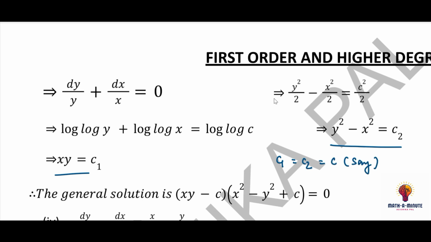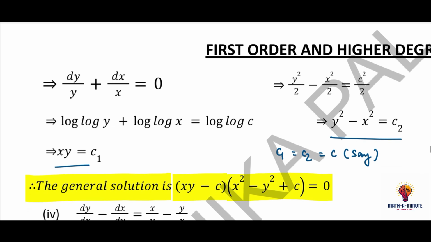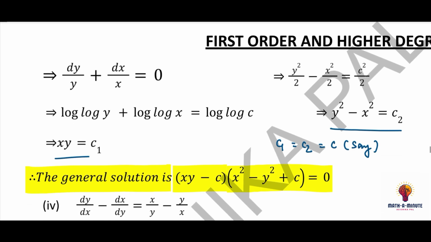So therefore the general solution of the given differential equation will be (xy minus c)(x square minus y square plus c) equals to 0. Okay, this method is very easy. So now pause this video and try to find the solution of the last one.